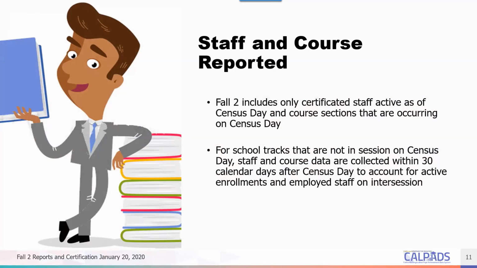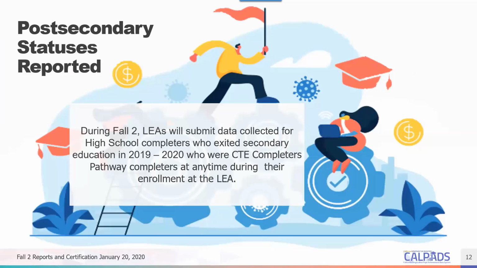And so just generally, the staff and courses reported will be those of certificated staff providing instruction to students on Census Day. Students enrolled on Census Day should be reported. They could be off track as long as they were enrolled on Census Day. Their course sections should be reported. As far as post-secondary status, again, that's going to be your CTE completers who were enrolled at any time the previous academic year. Not necessarily completing CTE last year, but just enrolled. Kyron will talk about that in much more detail.